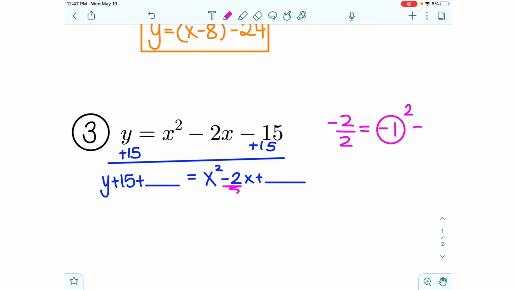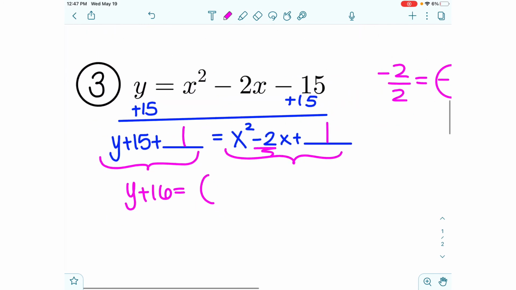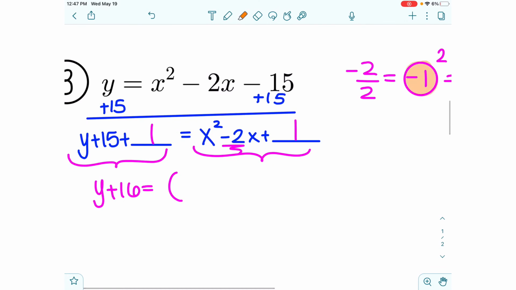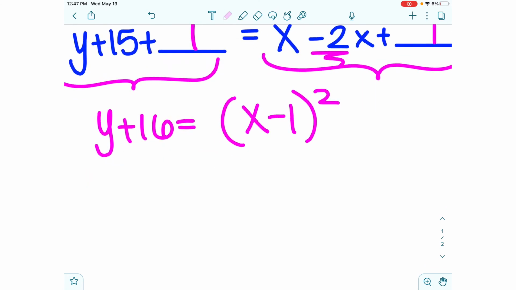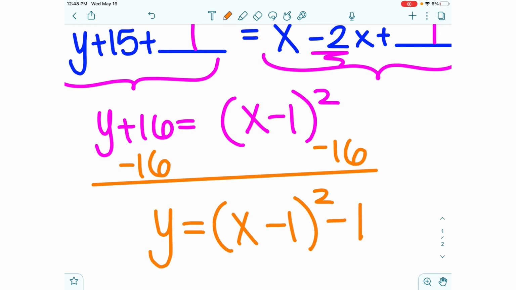I'm going to square it. Negative 1 times negative 1 is positive 1. That's what goes in the blanks. Combine. So y plus 16 equals, factor. The magic number is negative 1, x minus 1 quantity squared. And then last but not least, take the 16 and move it over, so I'm going to subtract it over. Final answer is y equals quantity x minus 1 squared minus 16.